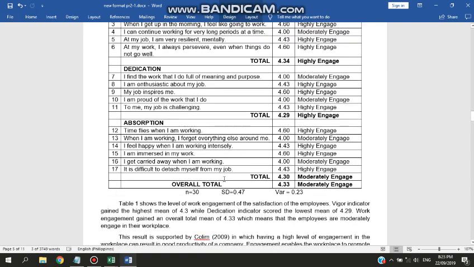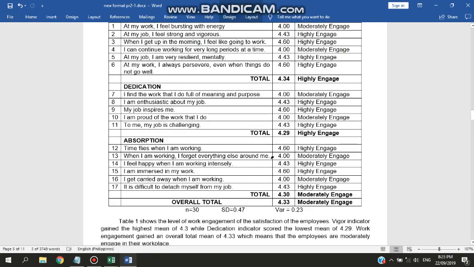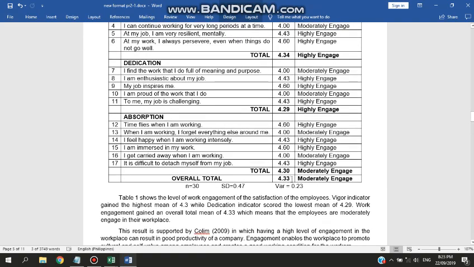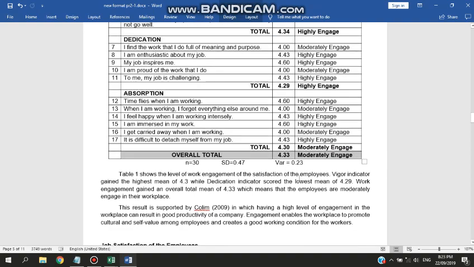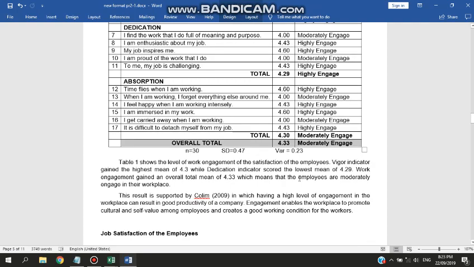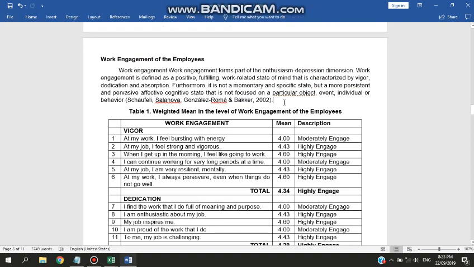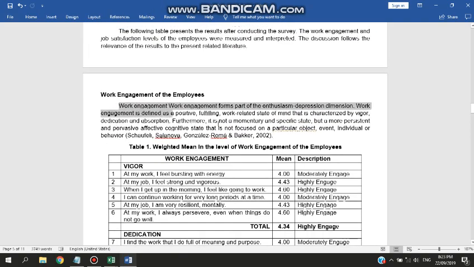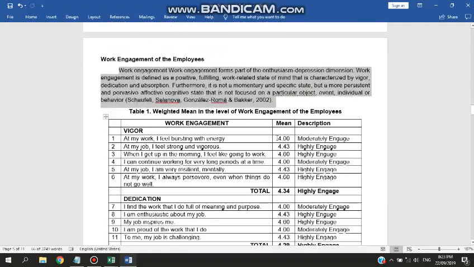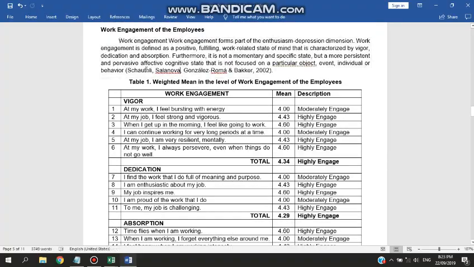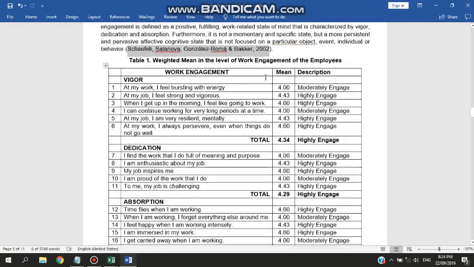So as you can see, overall total for work engagement is 4.33. I make it bold. It's moderately engaged. It means that employees are moderately engaged in their work. So, how to make this paragraph? First paragraph na i-represent nyo is the definition, description, RRL, kung anong ibig sabihin ng work engagement. Okay? So, I have here the citation.